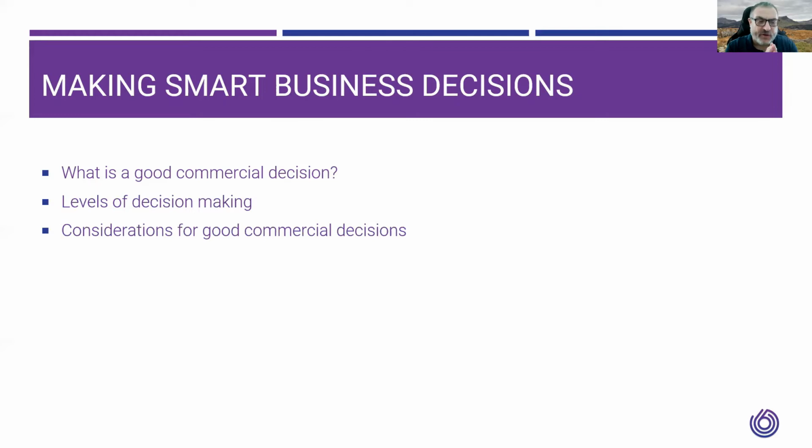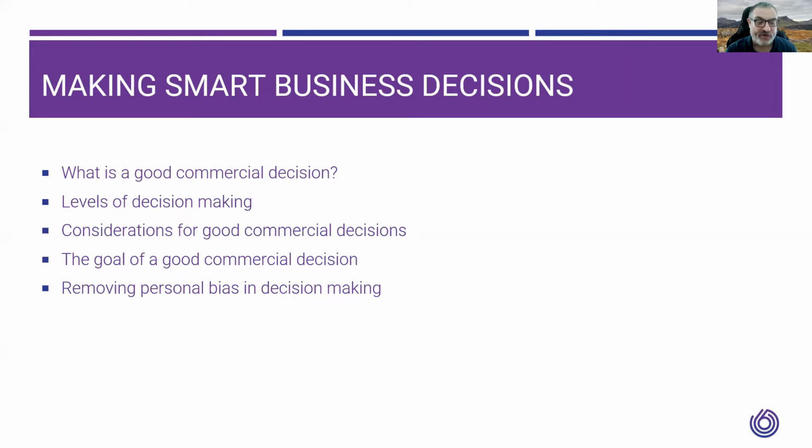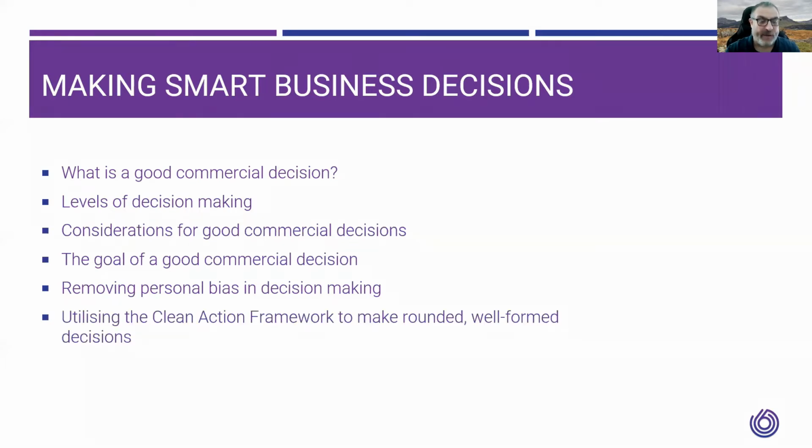We're then going to look at what some of the considerations for a good commercial decision are, and what the goal of a good decision is. We're going to talk about the role that personal bias plays in decision making and some of the things you can practically do to reduce the level of personal bias so that you make the cleanest decision possible. And finally, I'm going to talk about how you can use the Clean Action framework, which any of you that have been on my training programs will already be more than familiar with, as a way of making rounded, well-formed decisions.